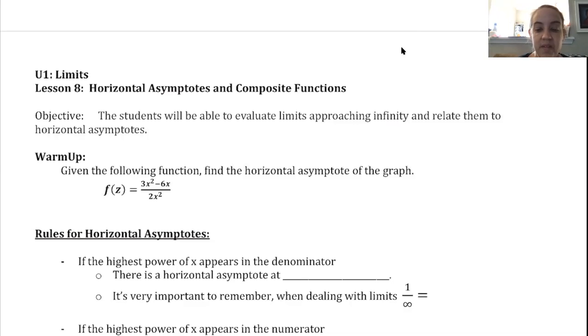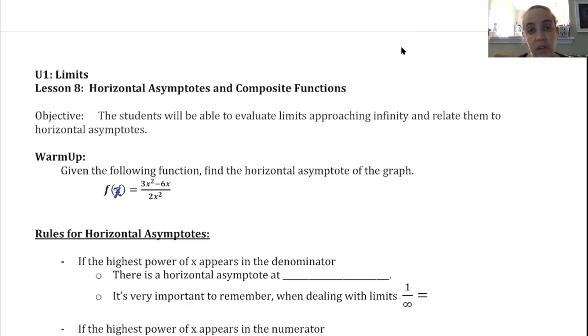So for the warm-up, given the following function, find the horizontal asymptote of the graph. You actually learned how to do this in pre-calculus. This is an x, by the way, f of x. So f of x equals 3x squared minus 6x over 2x squared.